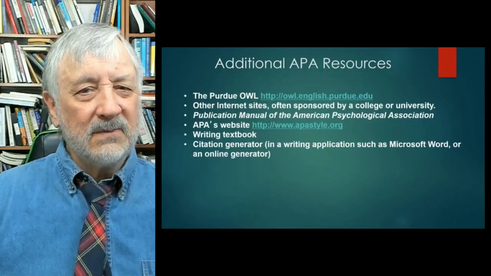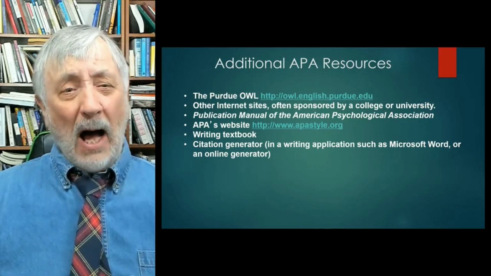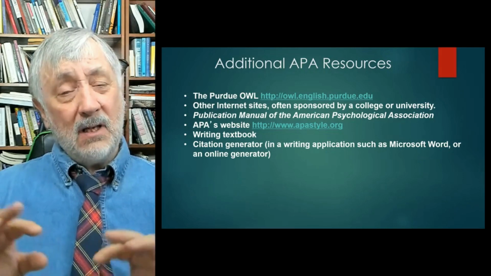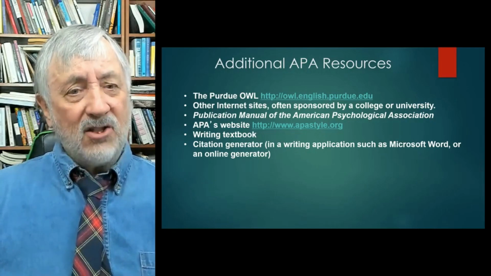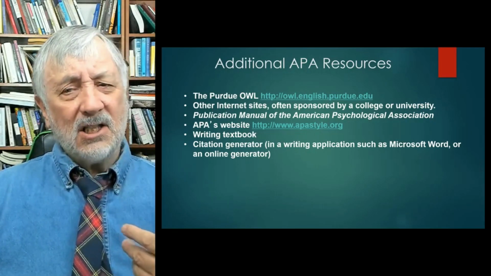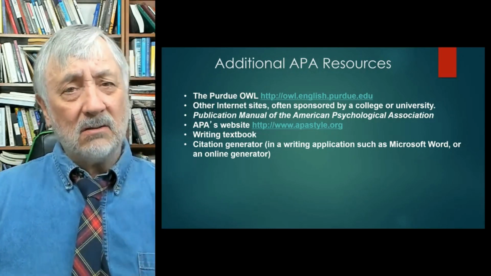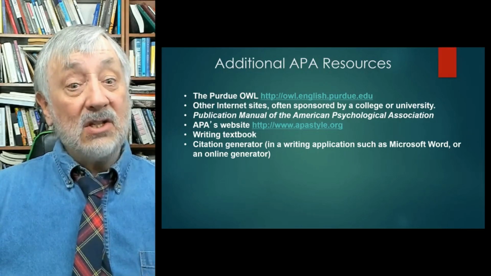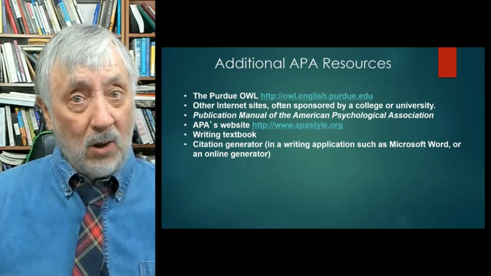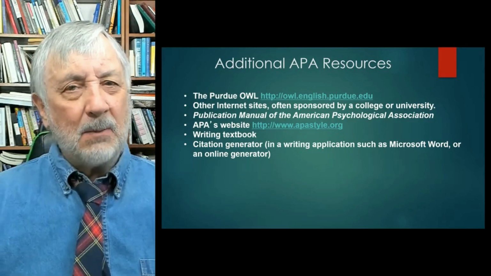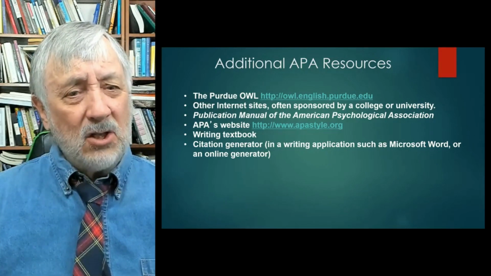And of course, there's other APA references. Purdue OWL is great. You can just type in the search page, Purdue OWL APA, and they have a wealth of information. There's other internet sites, often sponsored by a college or university. In fact, your institution might have a page dedicated to directions for APA. There is the Publication Manual of the American Psychological Association, that scary blue book that I showed you the cover of at the beginning of this lesson. You go to APA's own website. They have a lot of information there.